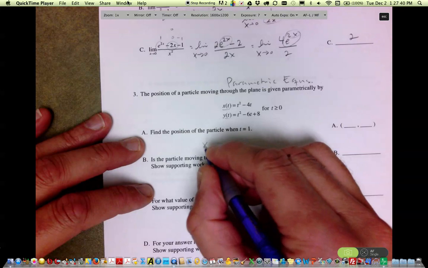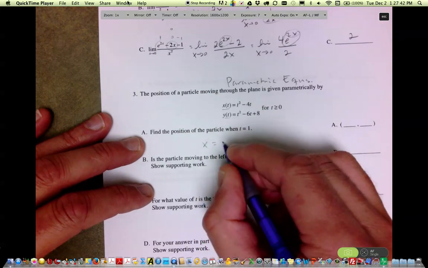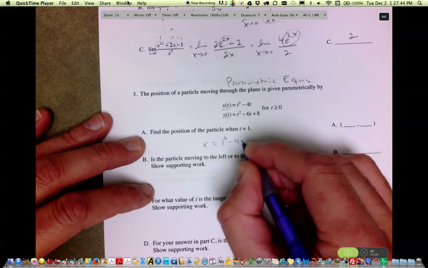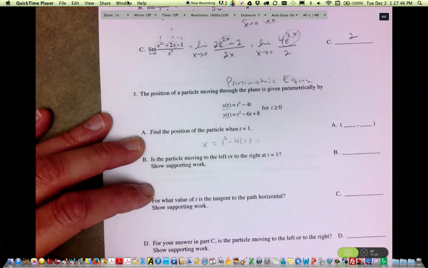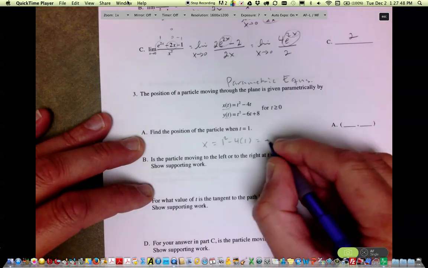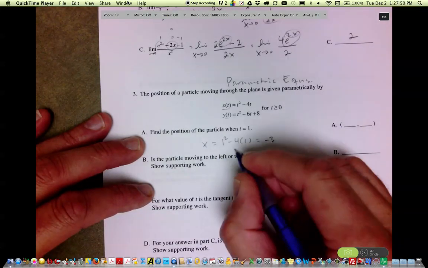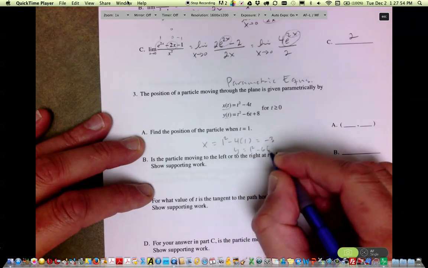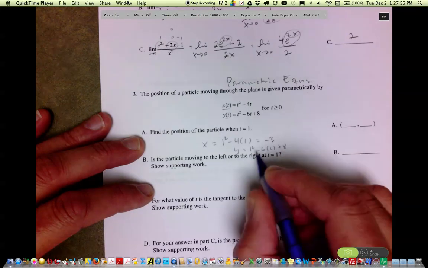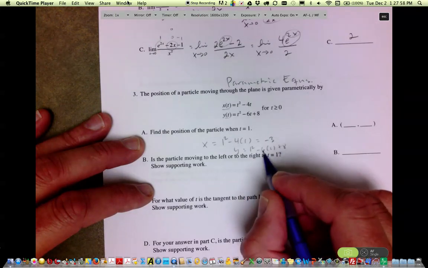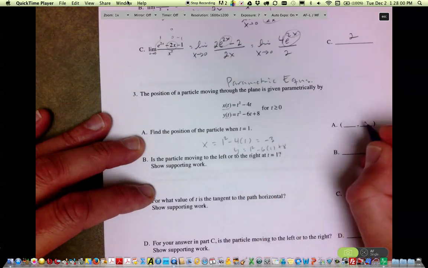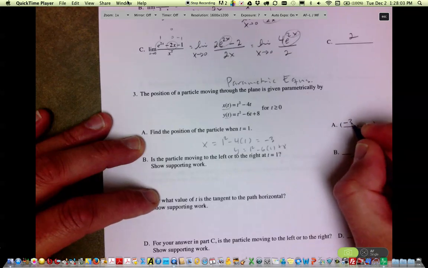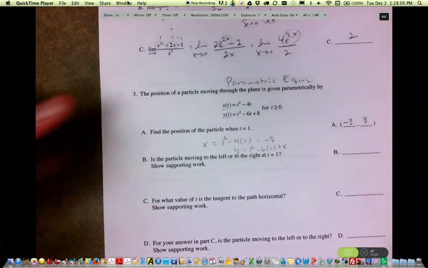When t is equal to 1, x is going to be equal to 1 squared minus 4 times 1. So the x-coordinate is 1 minus 4, which is negative 3. And the y-coordinate is going to be 1 squared minus 6 times 1 plus 8. That gives me 1 minus 6 is negative 5, plus 8 is 3. So the particle is at the point negative 3, 3.